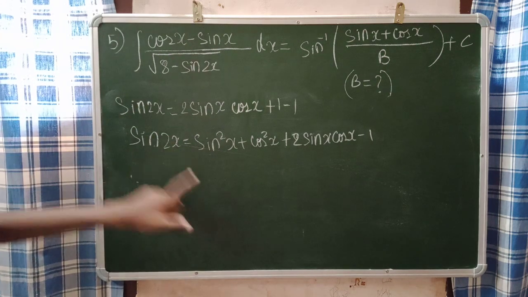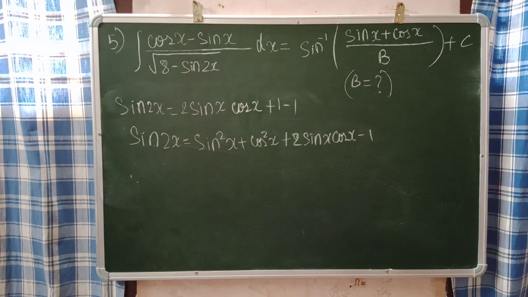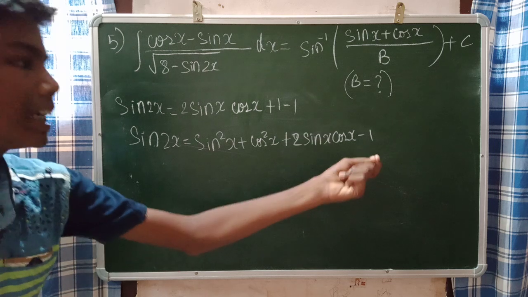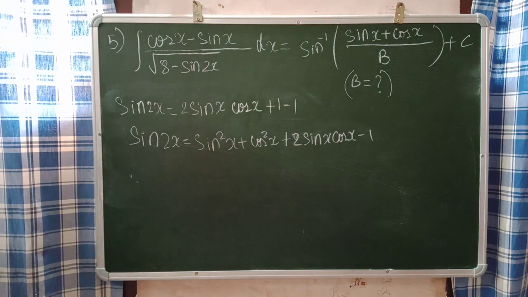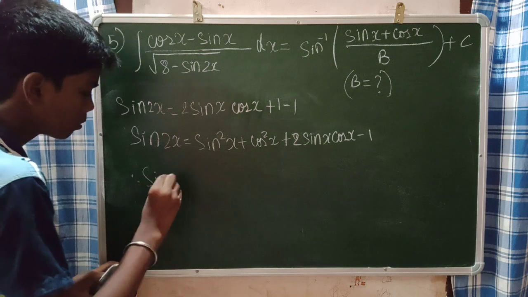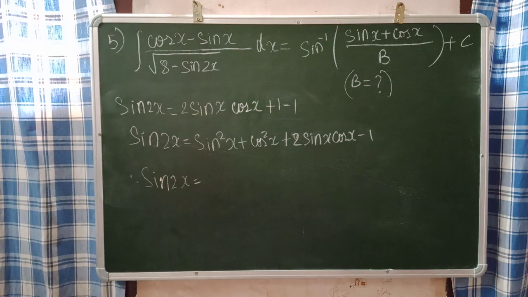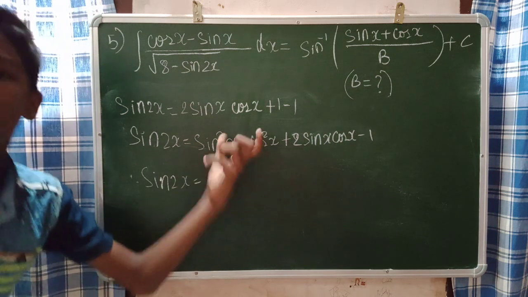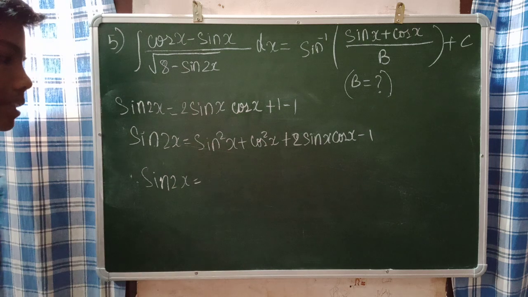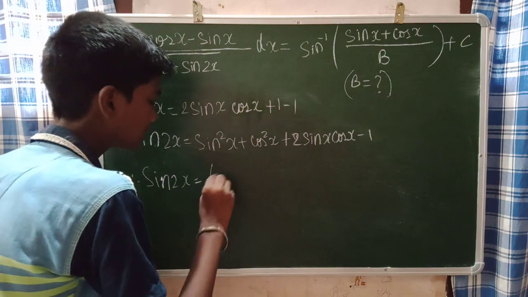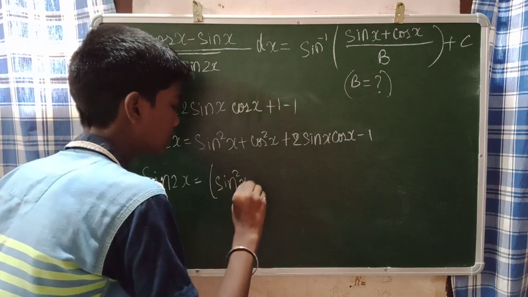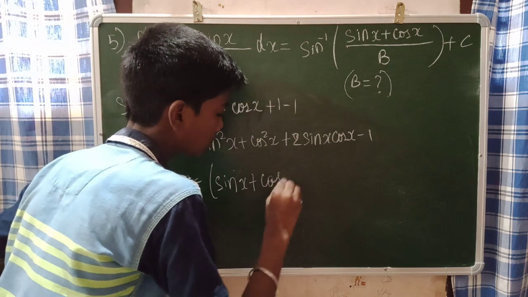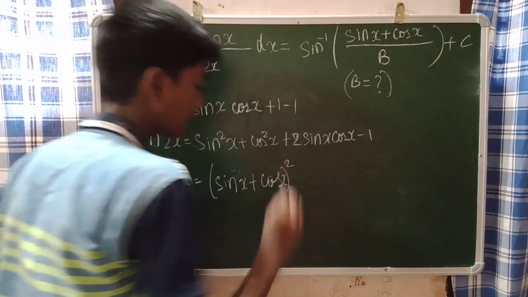I just wrote the 1 as sin square x plus cos square x, Pythagorean identity, because sin square plus cos square is equal to 1. So sin square x plus cos square x plus 2 sin x cos x minus 1, because this minus 1 is left out. Now what is sin square x plus cos square x plus 2 sin x cos x? a square plus b square plus 2ab is nothing but (a plus b) whole square. That is, (sin x plus cos x) whole square.